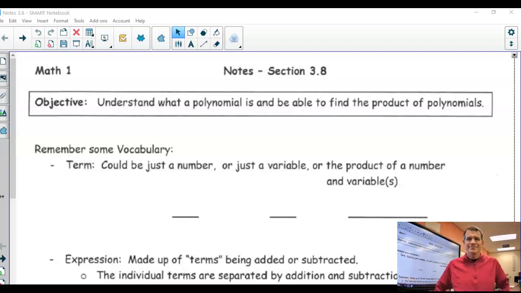Hey, Math 1, welcome to Chapter 3, Section 8. We are getting back into some algebra here with multiplying polynomials together.